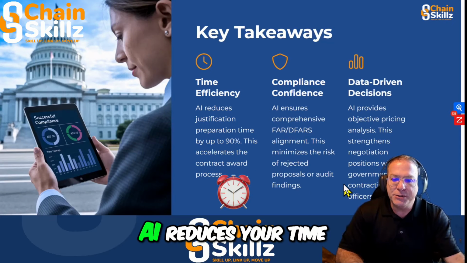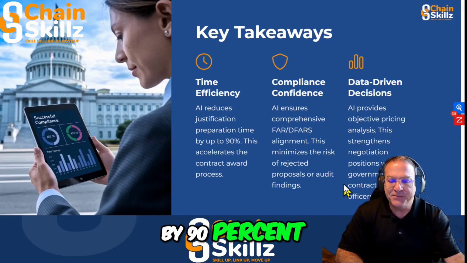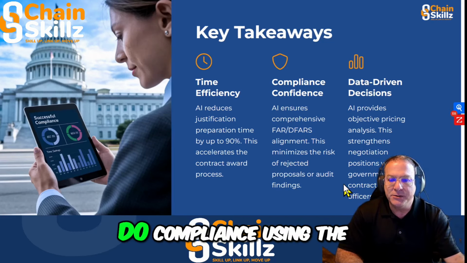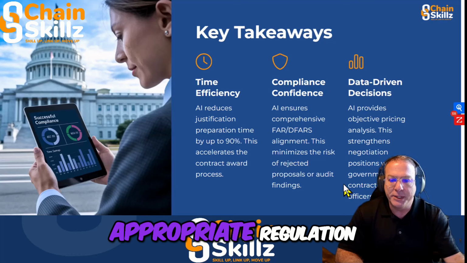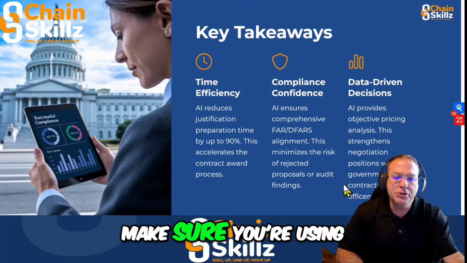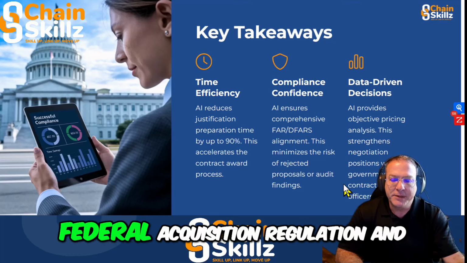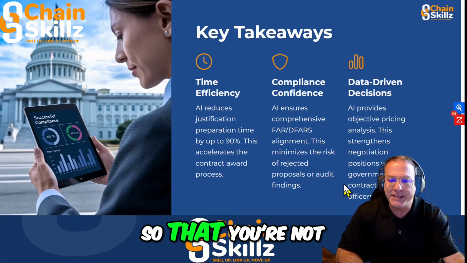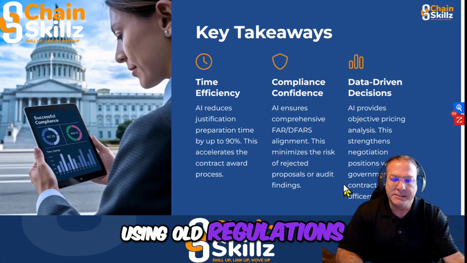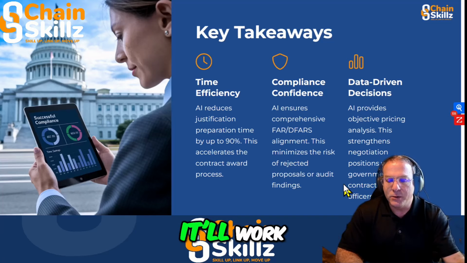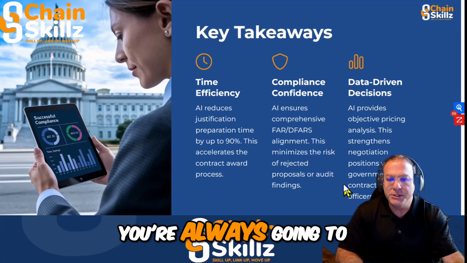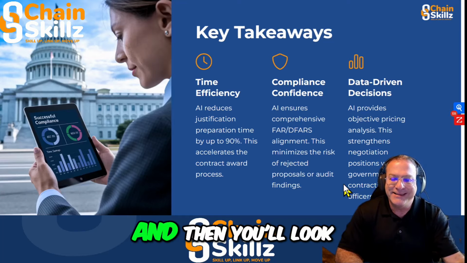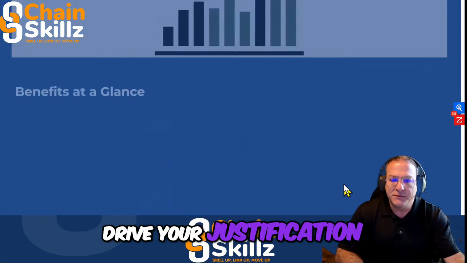Key takeaways, AI reduces your time by 90%. You're confident in the compliance because you've shown the AI how to do compliance using the appropriate regulation. Key note, make sure you're using the latest and greatest Federal Acquisition Regulation and Defense Federal Acquisition Regulations so that you're not using old regulations. This year, you're going to download the appropriate ones. It'll work. But next year and the following years, you're always going to want to go back and make sure that the justification is there. And then you'll look at the data and drive your justification.